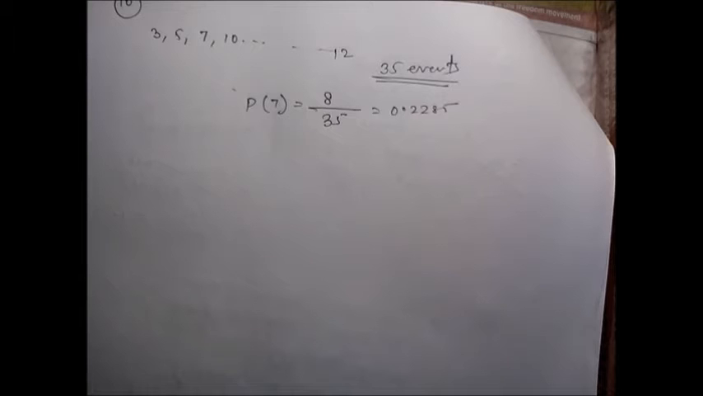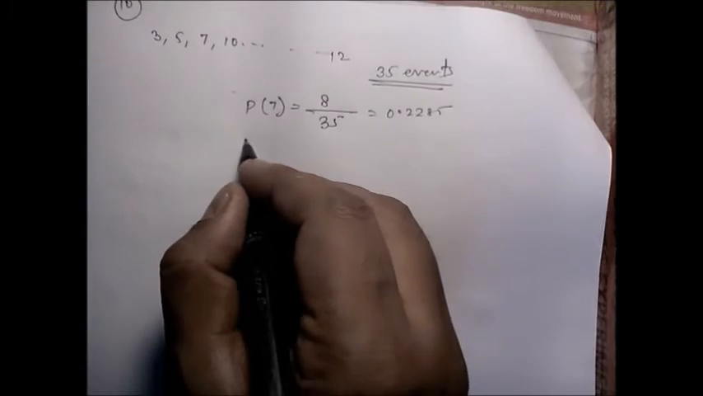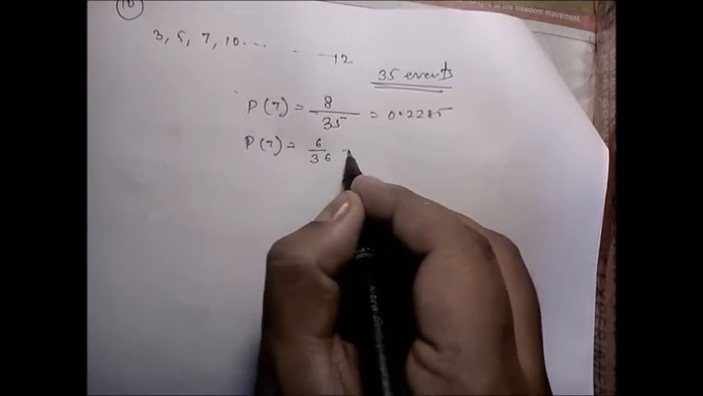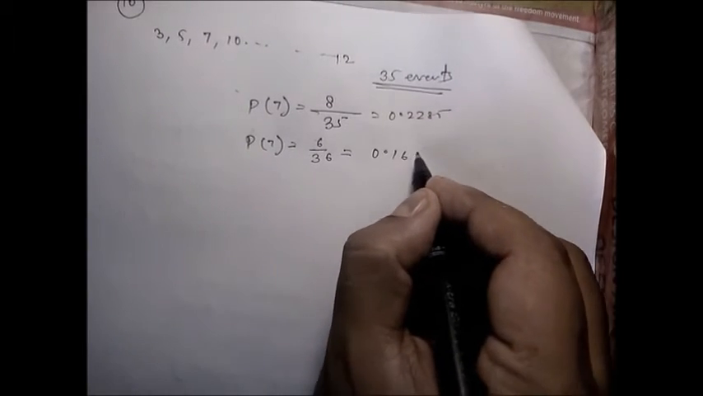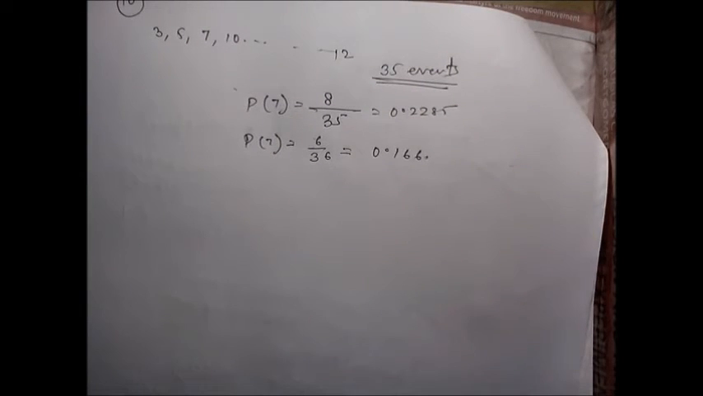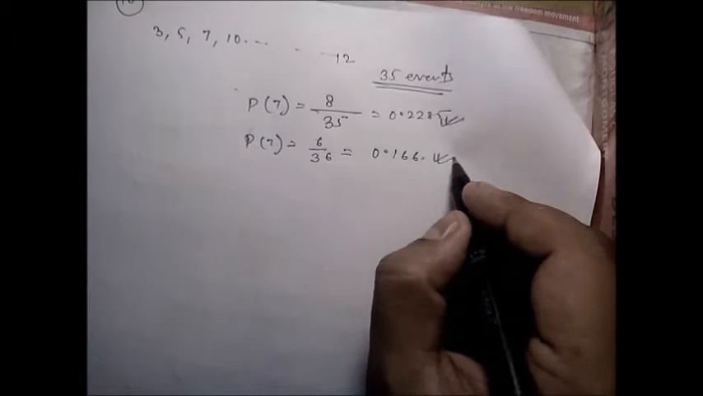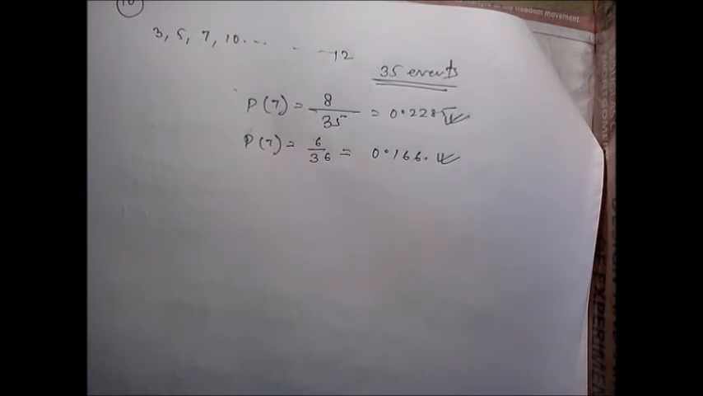Clear? Next, what is the theoretical probability of getting 7? The theoretical probability is 6 by 36, that is 0.166. Here 6 is the number of favorable events and 36 is the number of total events. Clear? So this is our empirical probability, and this is our classical probability. Okay, now you already know where you can use classical probability and where you can use empirical probability. We have seen in previous videos. Clear?